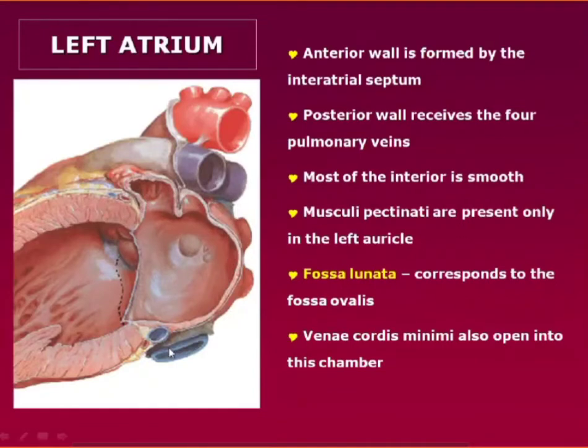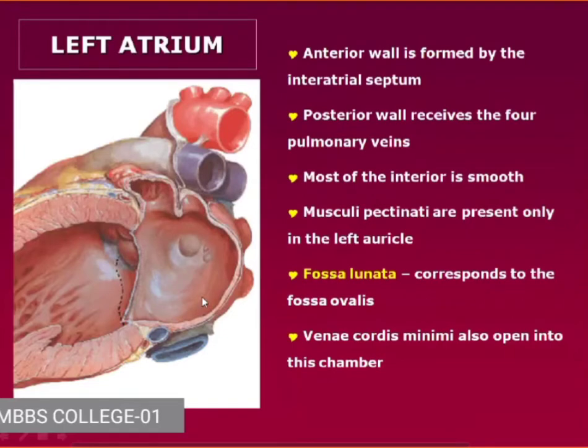These are 1, 2, 3, and the fourth one is not seen. These 4 pulmonary veins carry the oxygenated blood from the lungs into the left atrium. And the anterior smooth part is formed by the septal wall.